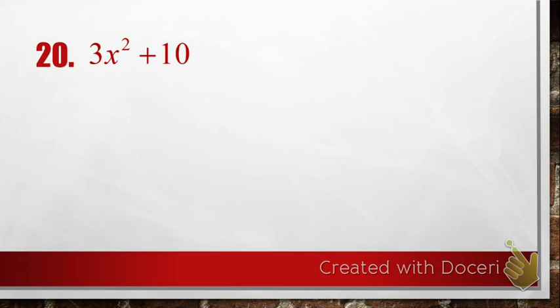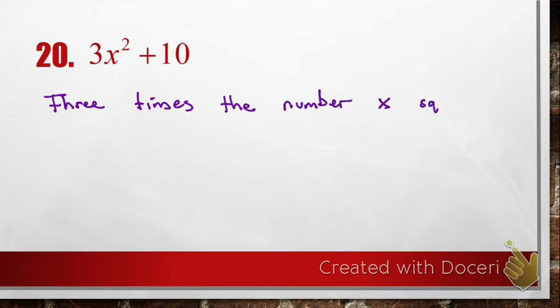All right, let's go ahead and do number 20, 3x squared plus 10. So this one I'm going to write 3 times the number x squared plus 10. So that's probably the easiest way to write it.